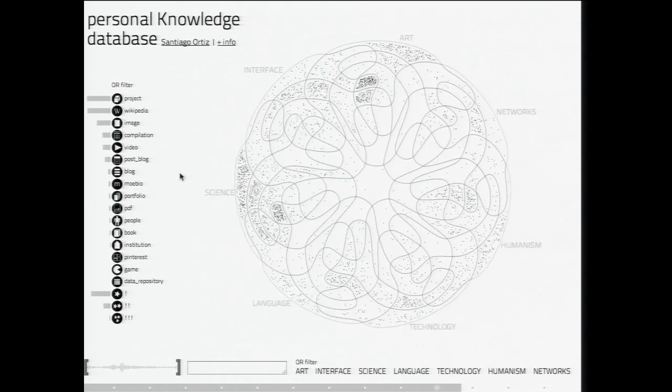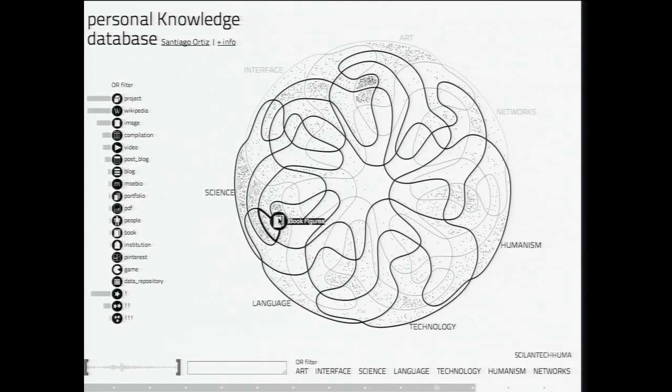3,000 references from the internet, including projects. Some of them are actually mine. Wikipedia articles, almost 1,000 Wikipedia articles, images, compilation videos, etc. Some people, some books, some portfolios. These are projects that I created, etc. And then a number of stars for measuring how much I like those references, right?